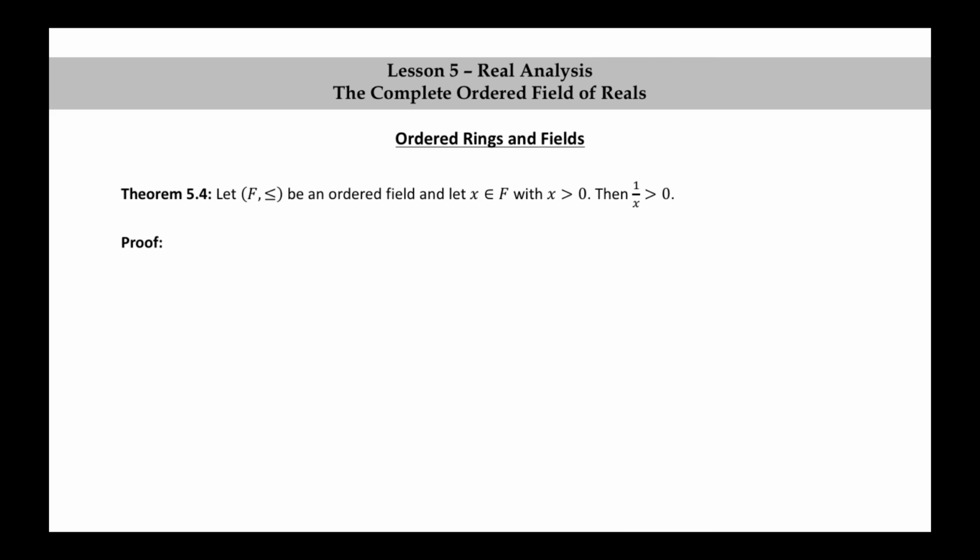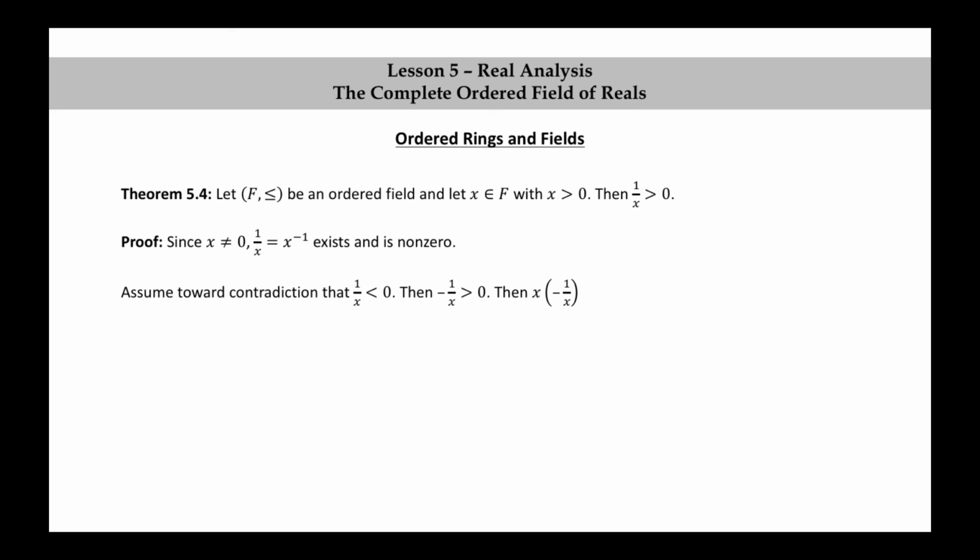All right, let's write the proof of this. Since x is non-zero, 1 over x, which is x inverse, exists and is non-zero. Assume toward contradiction that 1 over x is less than 0. Then negative 1 over x is greater than 0.